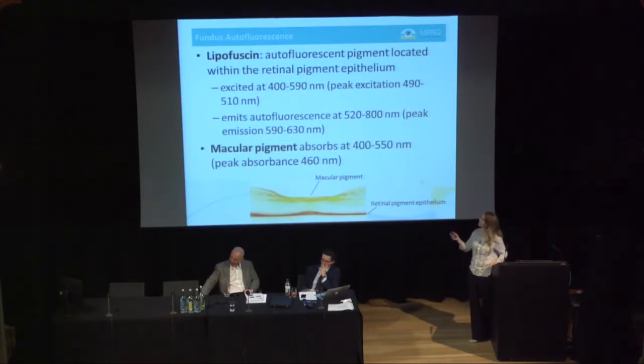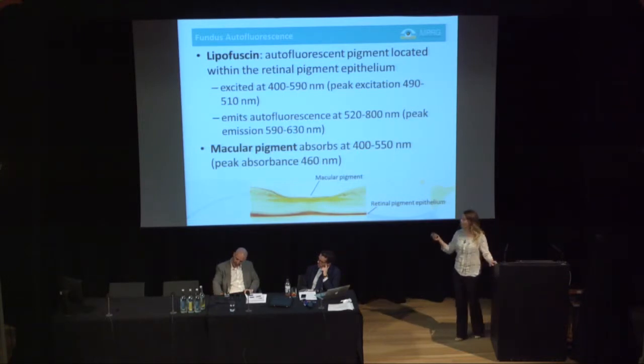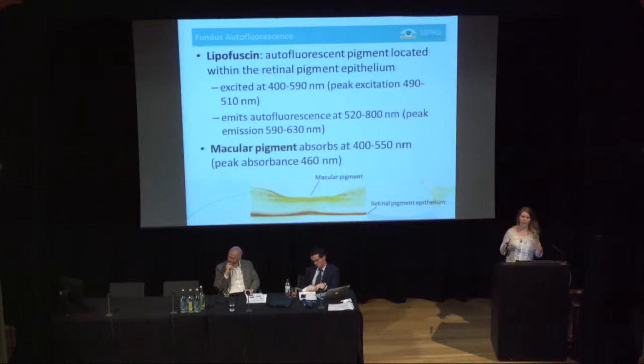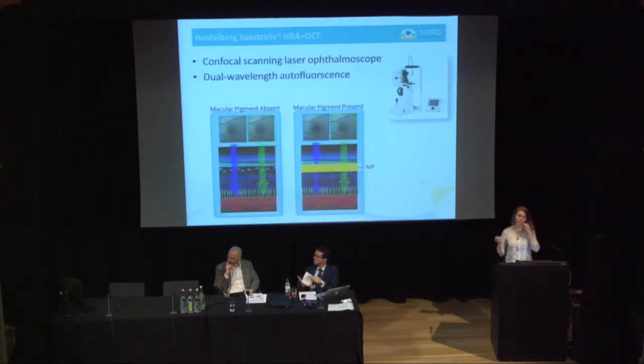Therefore, if you send in excitation light within the wavelength that is absorbed by macular pigment, it'll be absorbed before it reaches the RPE and before it reaches the lipofuscin. Therefore, the emitted autofluorescence of the lipofuscin will be attenuated by the macular pigment. So the device we use in our lab for autofluorescence is the Heidelberg Spectralis HRA plus OCT. It's a confocal scanning laser ophthalmoscope. It uses dual wavelength autofluorescence.